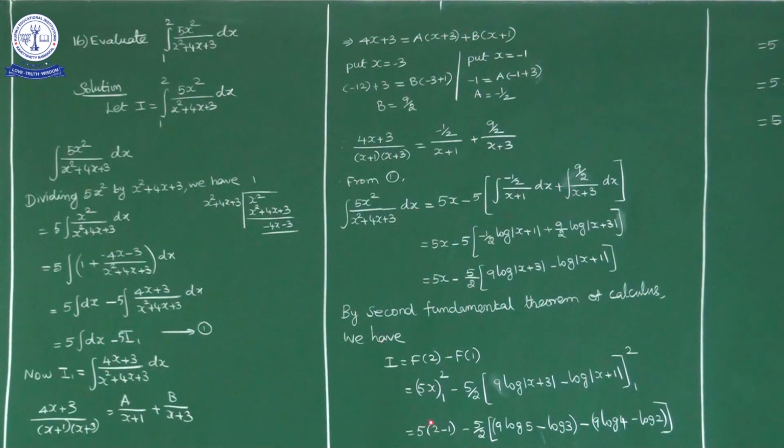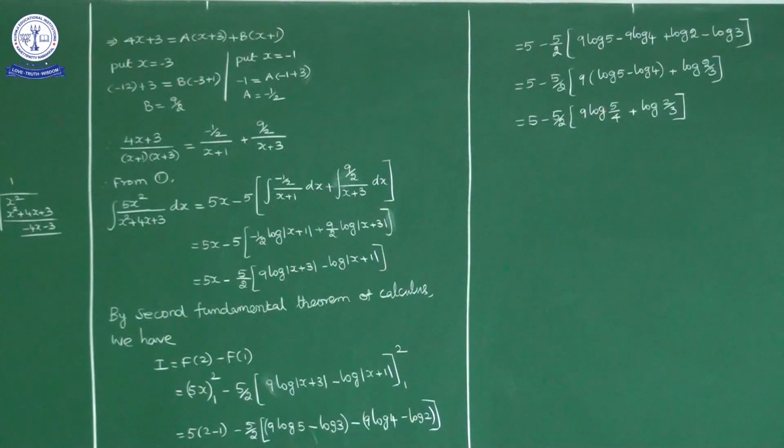So by applying upper limit, 5 into x from 1 to 2 is 2 minus 1. So 5 into (2 minus 1), 5. So this part is 5 minus 5 by 2 into, for this part if you apply upper limit, in place of x if you write 2, so what we get? 9 into (log 5 minus log 3) minus lower limit 9 into (log 4 minus log 2). Okay, if you apply minus inside, so what we get here? 5 into (2 minus 1), 1. So 5 minus 5 by 2 into what we have? 9 log 5 minus 9 log 4 plus, minus of minus plus, log 2 minus log 3.